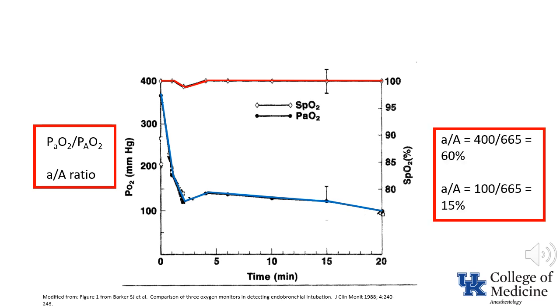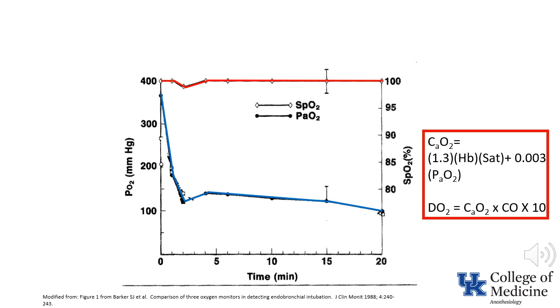Note that even though the saturation remains unchanged at 100%, the AA ratio has decreased from 60% to 15%. That being said, if inspired oxygen concentrations are kept relatively low, perhaps 30%, the pulse oximeter can be useful in detecting significant changes in lung function.